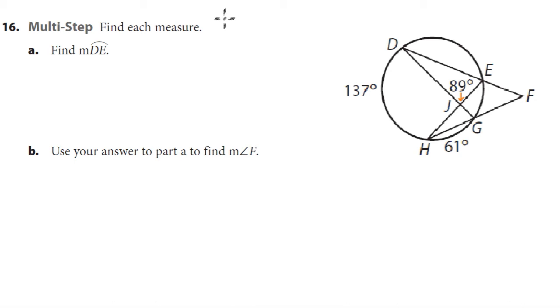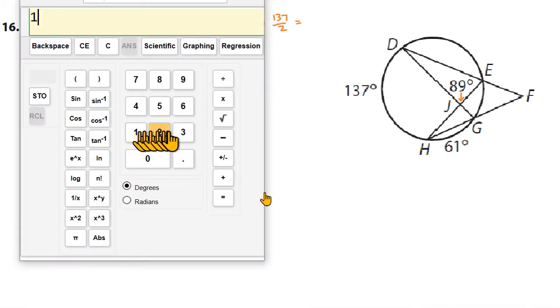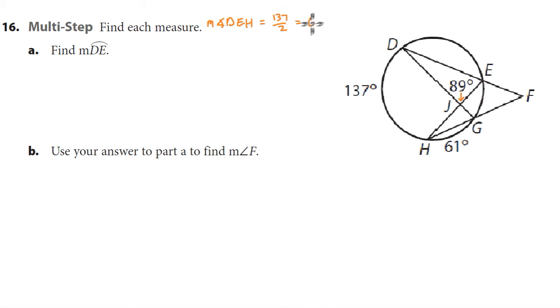Let's write that down just for fun. The measure of angle DEH is equal to 137 divided by 2. 137 divided by 2 equals 68.5. So I know that's 68.5 degrees, but I'm pretty confident right now it's not going to help me.